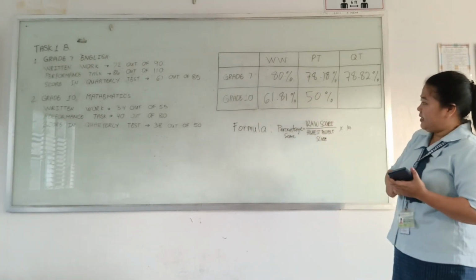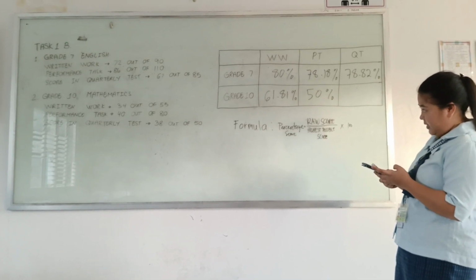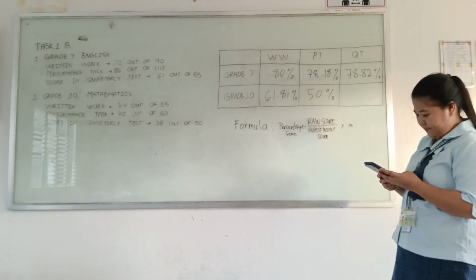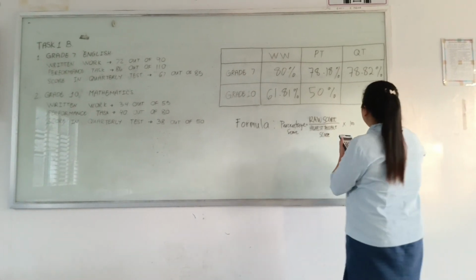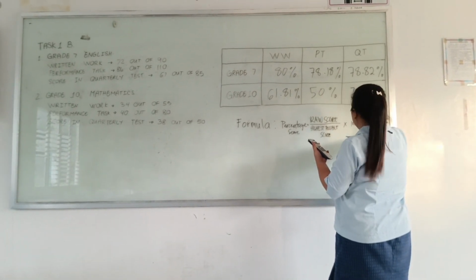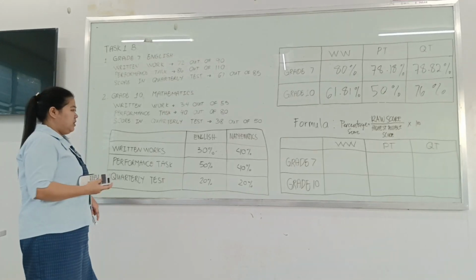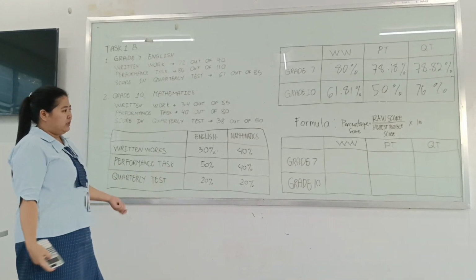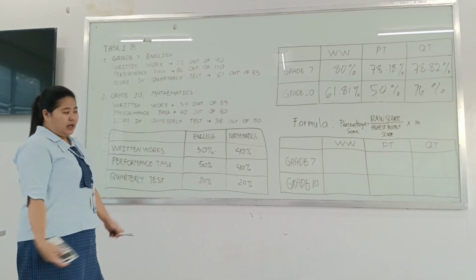Then for the quarterly test, students got 38. 38 divided by 50 times 100. So students got 76%. So using these ways, we're going to calculate the percentage score for both subjects.